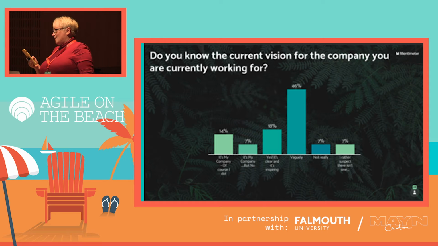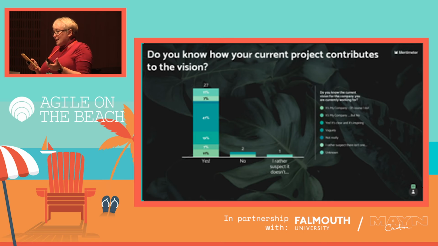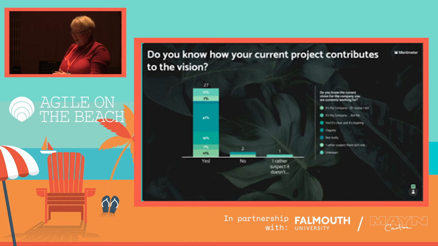The questions are, so do you know the current vision for the company you're working for? Yes, it's my company, of course I know the vision. It's my company, but no, I don't actually probably have a vision. Yes, it's clear and inspiring. Vaguely. Not really. I rather suspect there isn't one. So I'm hoping to go through across those.